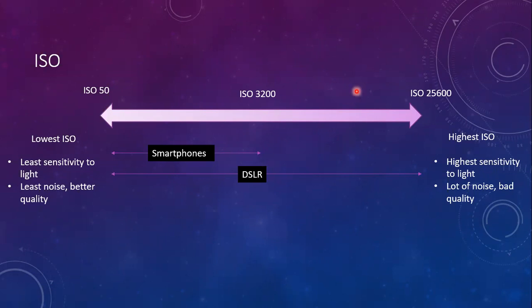Is it related to the intensity of the incoming light? It's more of a property of the sensor which changes, which allows it to become more sensitive.